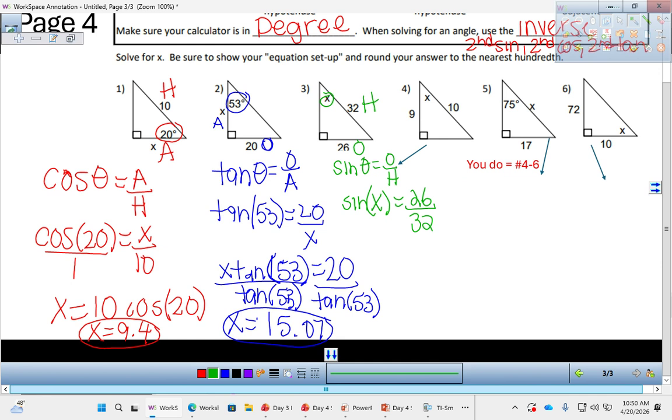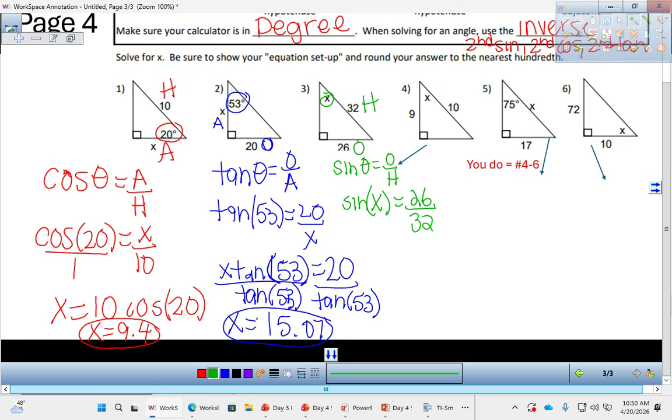You can't divide out sine, right? When you hit the sine button on your calculator, there's automatically a parenthesis. So you can't do 26 divided by 32 divided by sine. When you're solving for an angle, you have to use the inverse button.